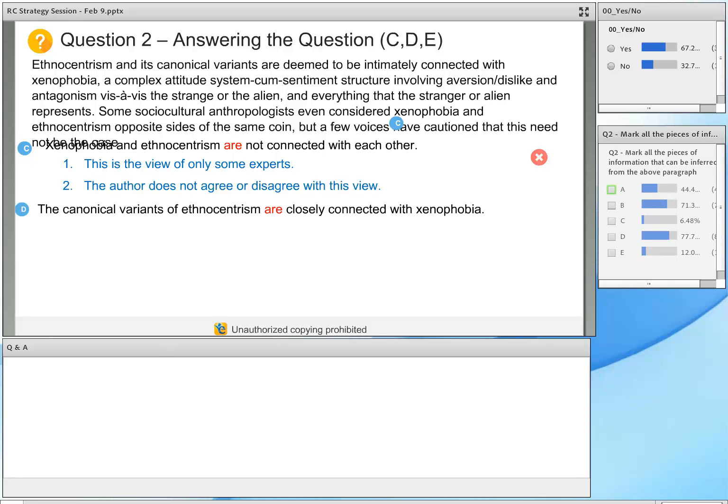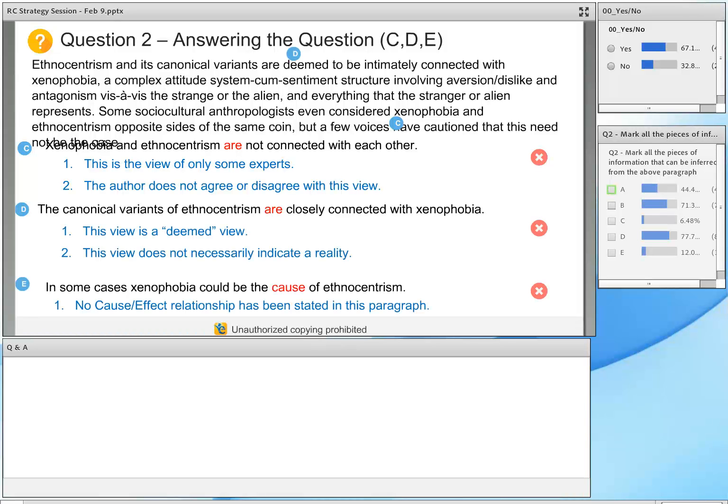Canonical variants of ethnocentrism are closely connected with xenophobia. This is the first line, but that's a dated view. The author has not given his take on it, so this cannot be inferred. In some cases, xenophobia could be the cause of ethnocentrism. There is no causal relationship whatsoever in the passage, so choice E is not correct. So the correct answer here was only choice B.